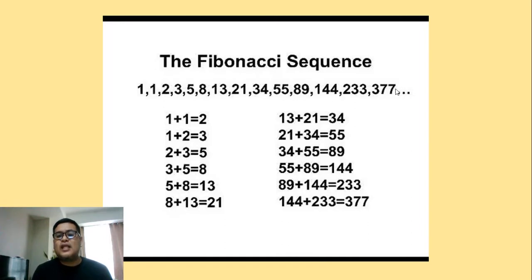So what will be the next number here? Since we have established the pattern in Fibonacci, we will now add 233 plus 377, and that would be 610, and the sequence will go on following the pattern. The Fibonacci sequence is also found in the golden ratio, and we'll be discussing more about these patterns in nature.